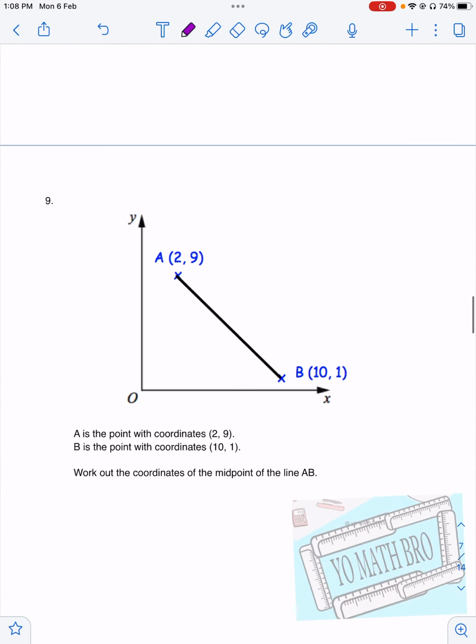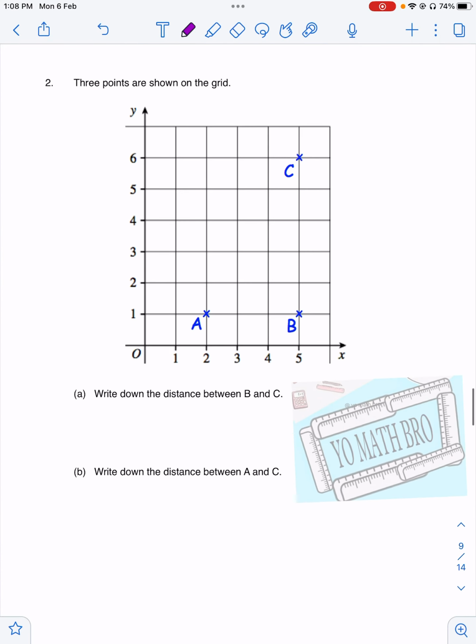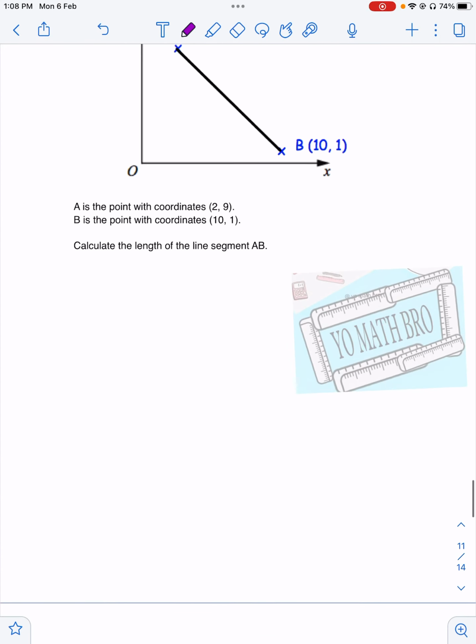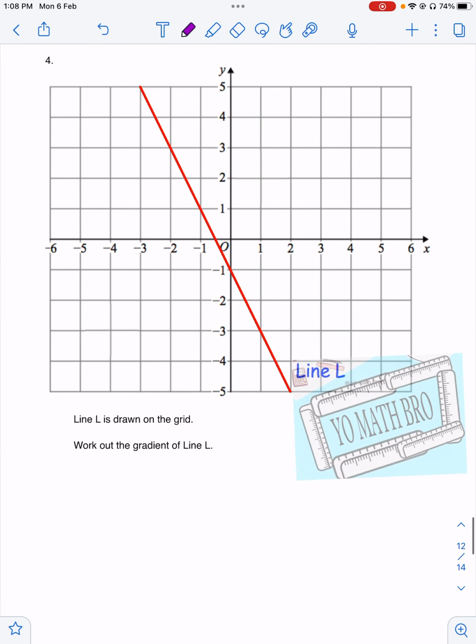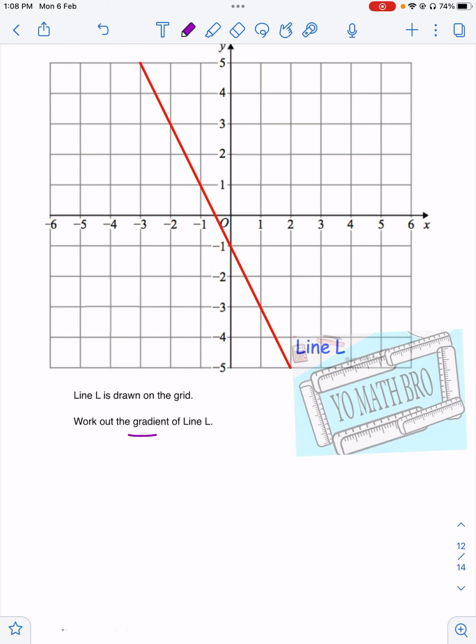Let me take one more example just to revise with you. They have given this, work out the gradient, but I am going to find the gradient and the equation for this line.